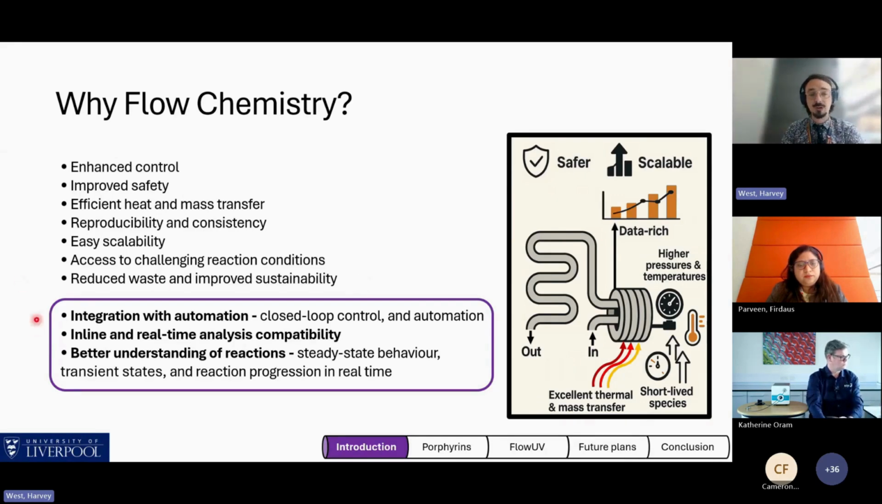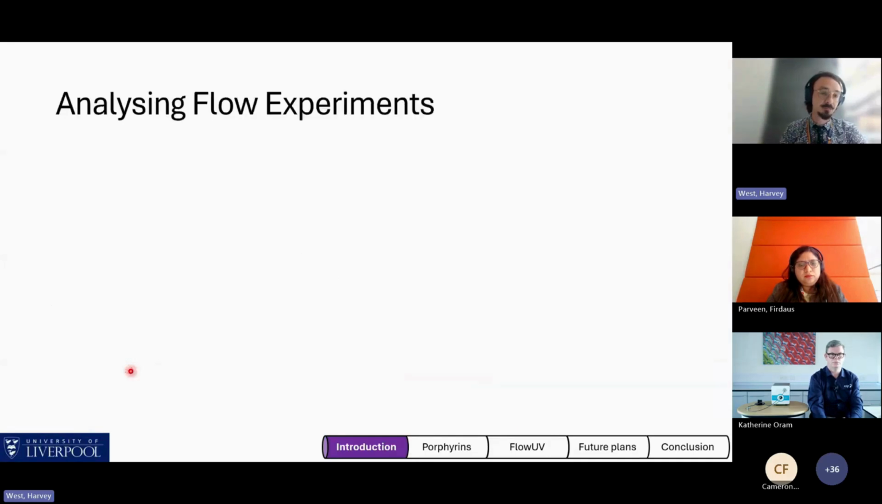And that's first and foremost the fact that flow chemistry is easily integratable with automation and closed loop optimization strategies. It's also very easy to introduce either inline or real-time analysis as well. And all of these advantages give us a much greater increase in our understanding of our processes, whether we're looking at steady state behavior, transient states where we adjust our reactor conditions from one level to another and observe the change in between, or if we just want to monitor our reaction progress in real time.